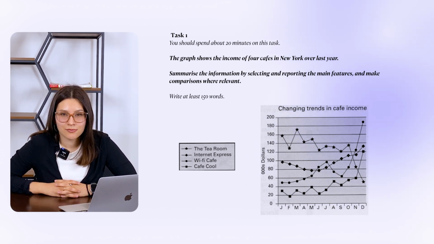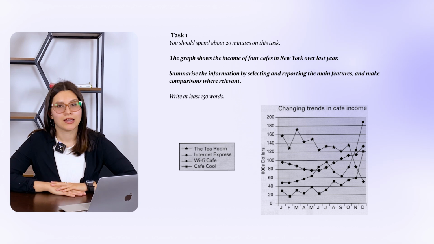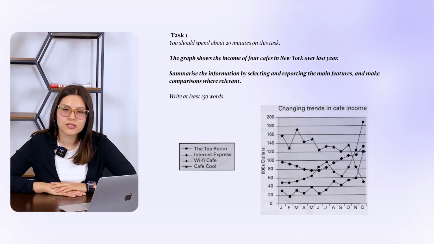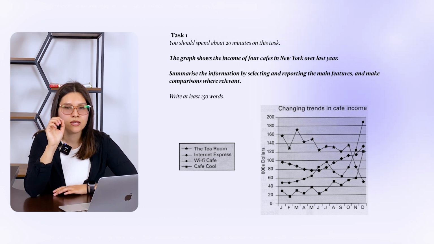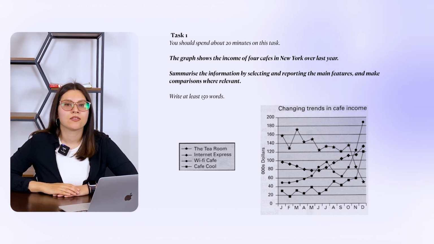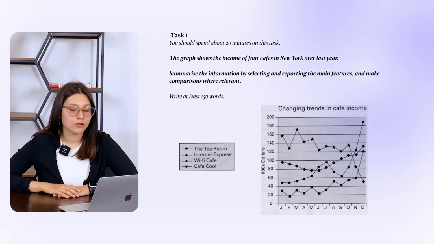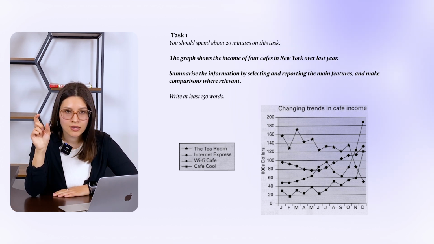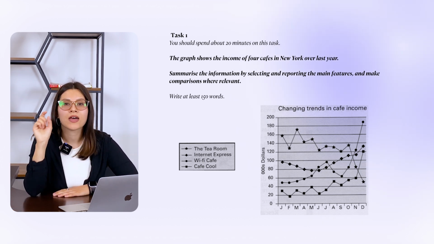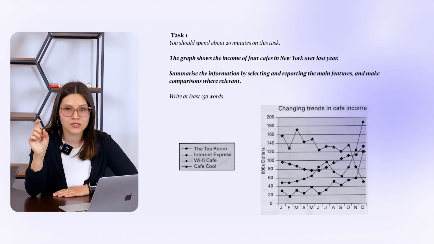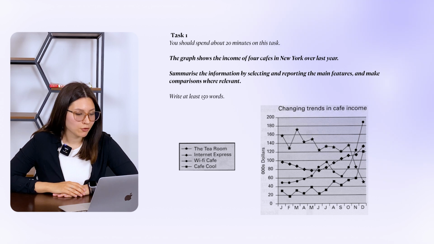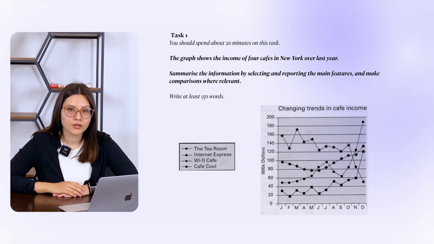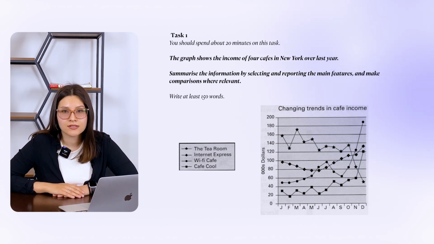As we talk about income, we're talking about money, right? And you can also notice that there is 000 with S. It means that the data is given in thousands, meaning where there is, for example, 100, it means 100,000. That's how you have to report it in your task 1. Okay, apart from that, you have 4 categories shown on your graph. Okay, these are the names of cafes.